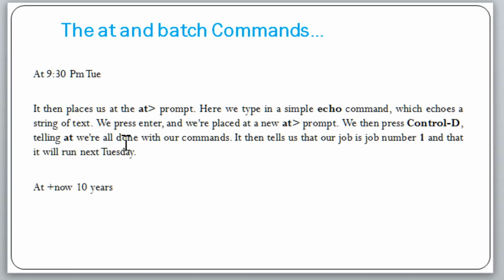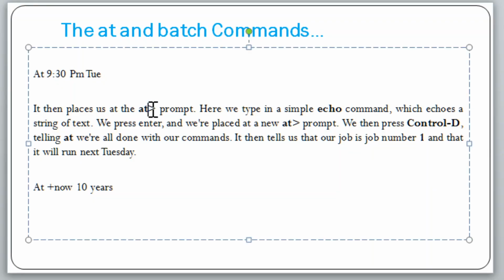So here's an example of how the at command works. We say at 9:30 p.m. Tuesday. It would then place us at a special at prompt, which you see here. And then we type in a simple echo command, which echoes a string of text. We press enter, and we're placed at a new at prompt. We then press Control-D, telling it we're done with all our commands, and it tells us our job is job number 1, and it will run next Tuesday. We could also do another example here, at now in 10 years from now.